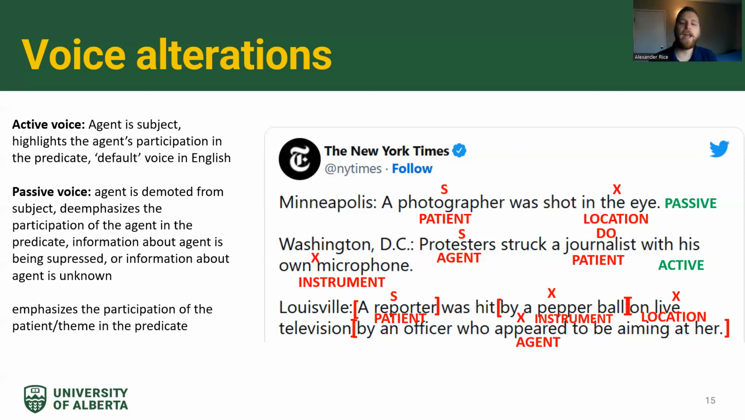There's our agent. Notice that the agent is way in the back, behind all the other arguments and demoted to an oblique argument. And again, as a side note, there are all these qualifiers in here: an officer who appeared to be aiming at her. So the patient has been promoted to the subject position and the agent has been demoted. This is clearly a passive sentence.